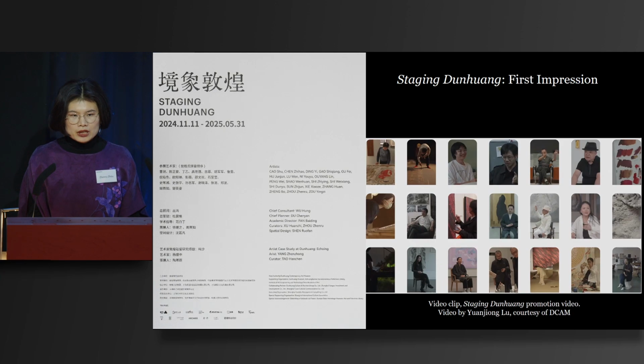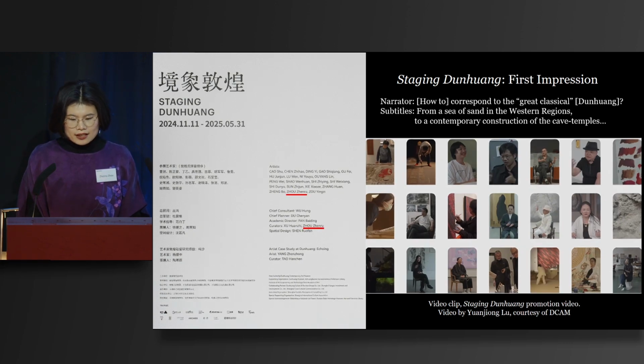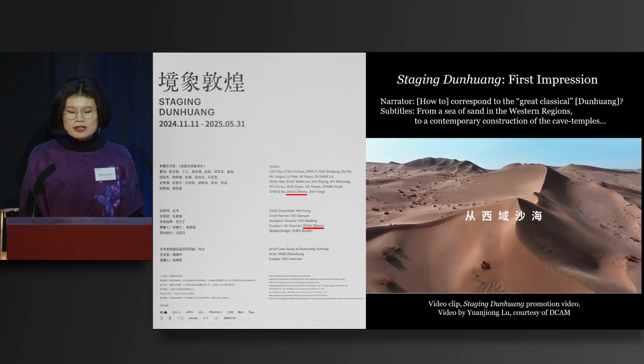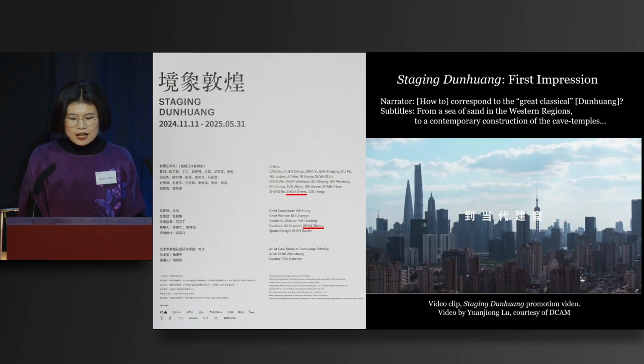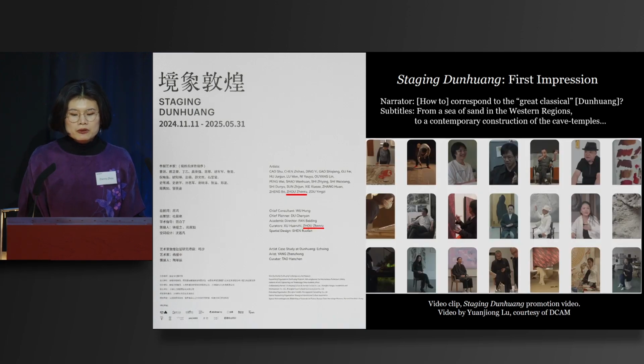So it presents a new question to itself and to its audience, that is, in the words of one of the artists participating in this show, how to correspond to the quote-unquote great classical Dunhuang. Although Dunhuang in ancient times might not have been treated as great classical, through modern and contemporary reiterations from scholarly and artistic perspectives, it has become a well-known image of a certain period of time and a certain region connected to the great Tang Empire and the Silk Road narratives.